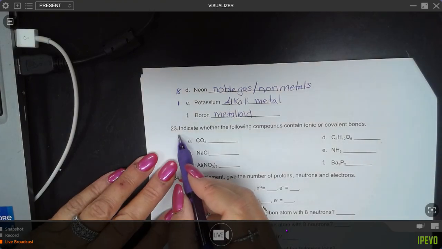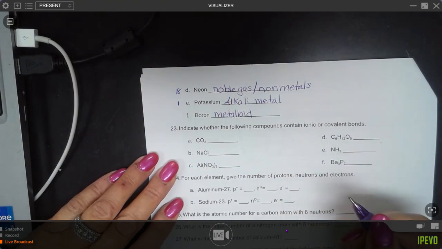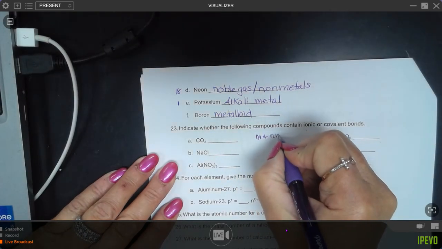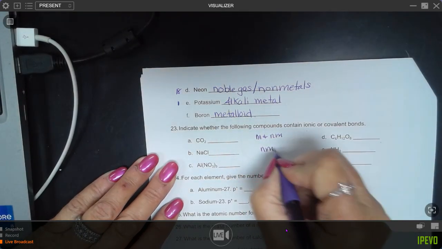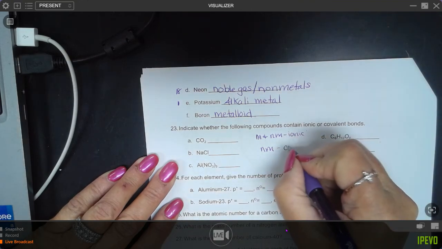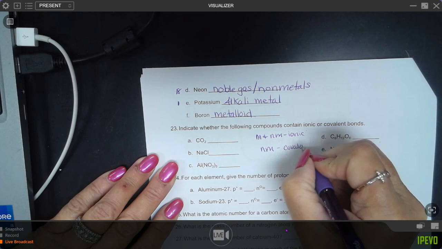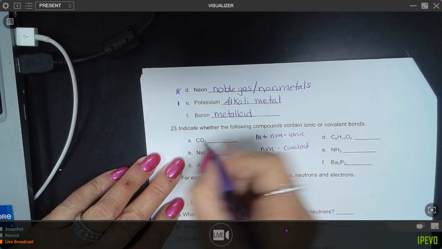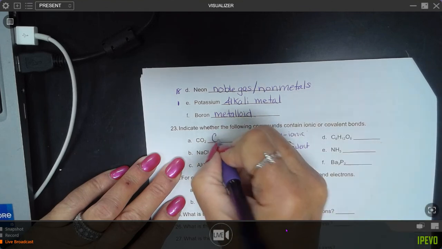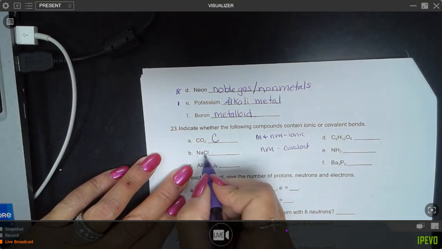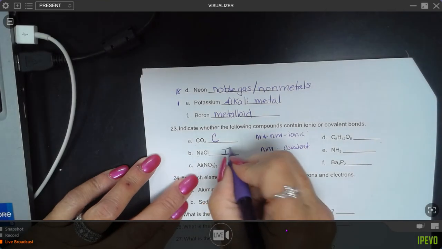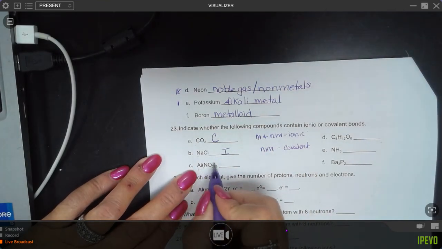Compounds: indicate whether they are ionic or covalent. Remember, an ionic is going to be made up of a metal and a nonmetal. Covalent are nonmetals only. So carbon dioxide, carbon and oxygen are both nonmetals. So this is a covalent compound. Sodium is a metal. Chlorine is a nonmetal. That makes that ionic. Aluminum and then nitrate.